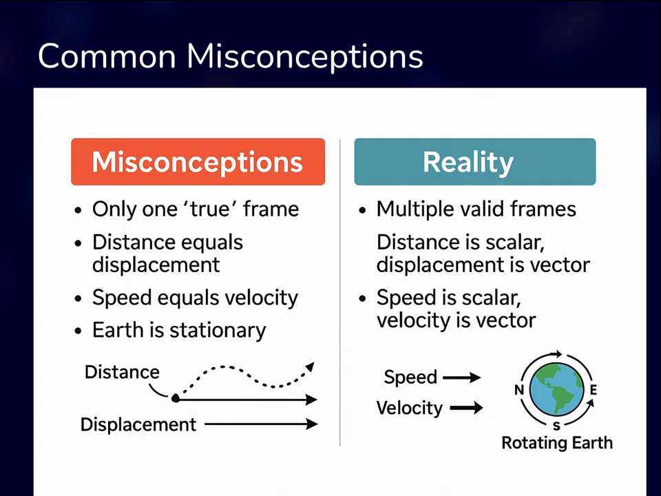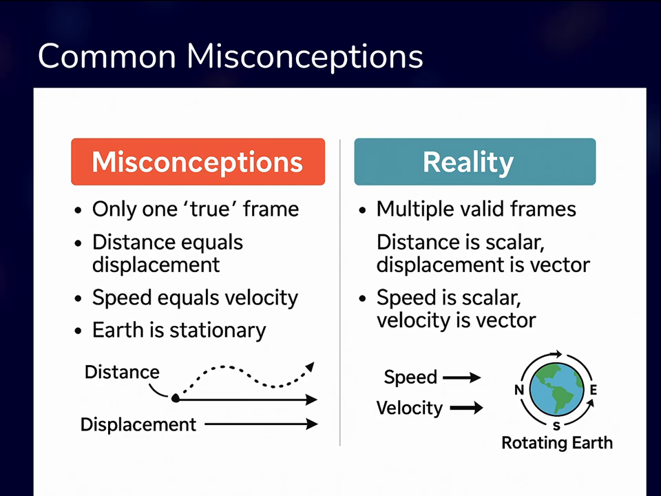Before we move on, let's clear up some common misunderstandings. Some students believe that there is only one correct frame. In reality, multiple frames can be valid for describing the same motion. Others confuse distance with displacement. Distance is a scalar quantity, meaning it only has magnitude, while displacement is a vector. It includes both magnitude and direction.